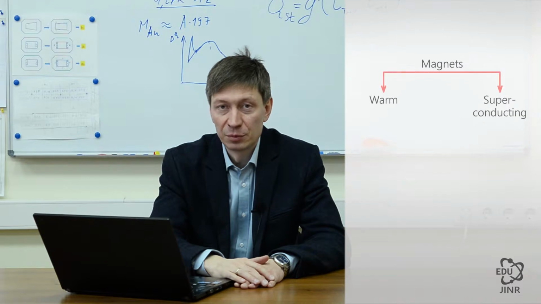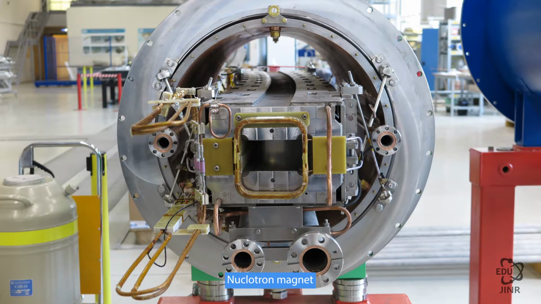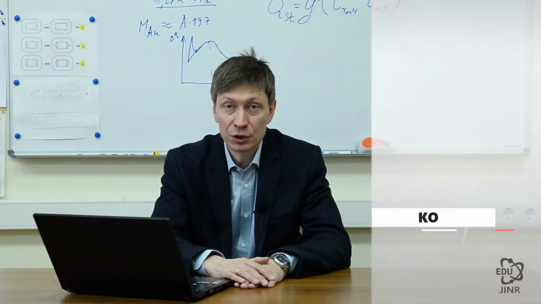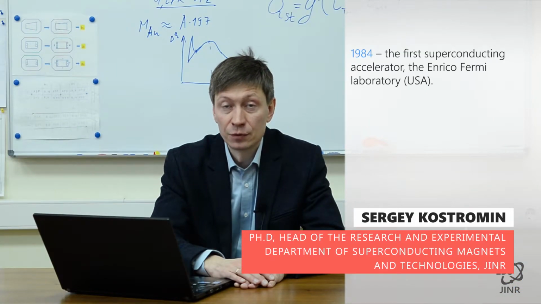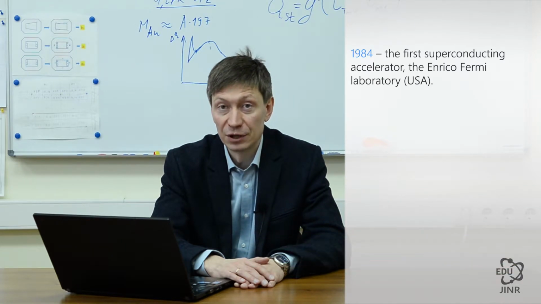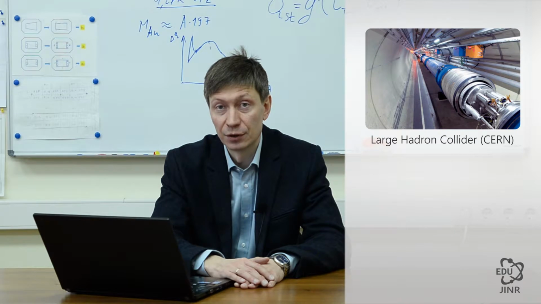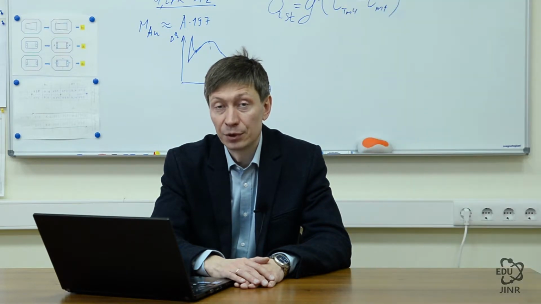Magnets for cyclic accelerators may be warm or superconducting. Recently, it has been the superconducting magnets that have come into common use in accelerator technologies. The world's first superconducting accelerator, known as the Tevatron, was launched in 1984 at the Fermi National Accelerator Laboratory in the United States. At the time, it accelerated protons to energies of 900 gigaelectron volts. The world's largest collider so far, the Large Hadron Collider in CERN, is also superconducting.